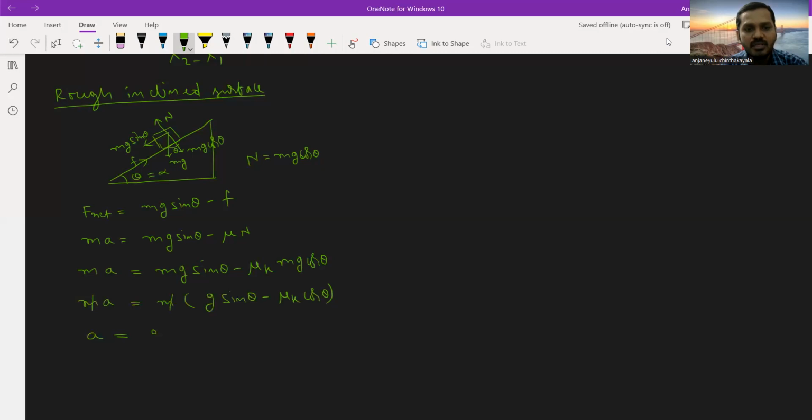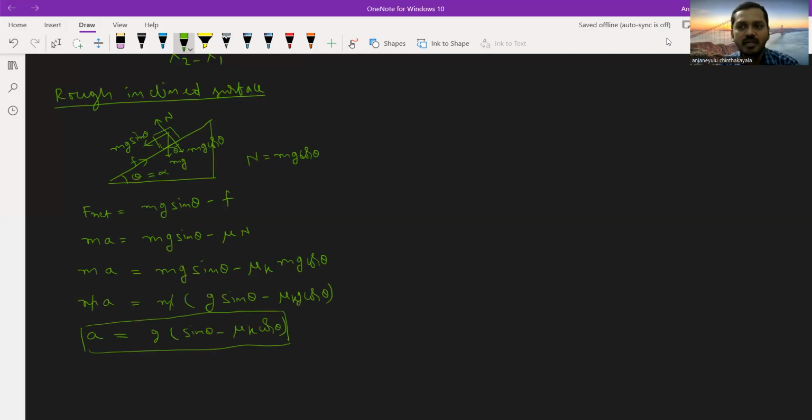g into sin theta minus mu k cos theta. This is the acceleration of the block which is placed on the rough inclined surface.